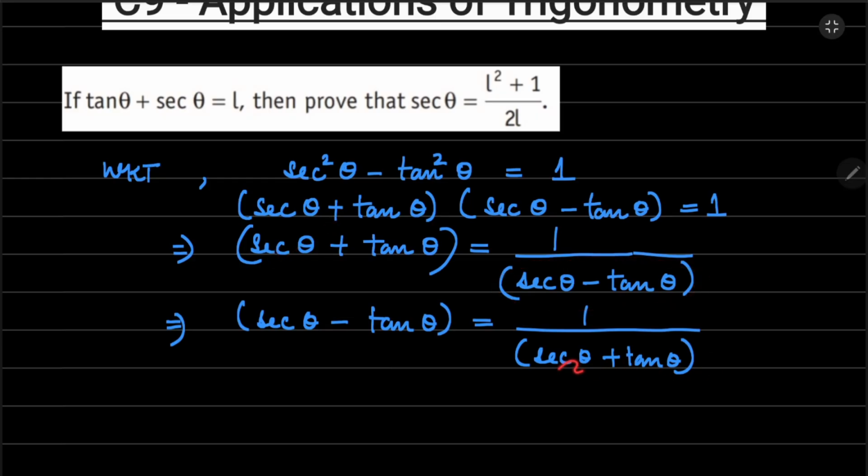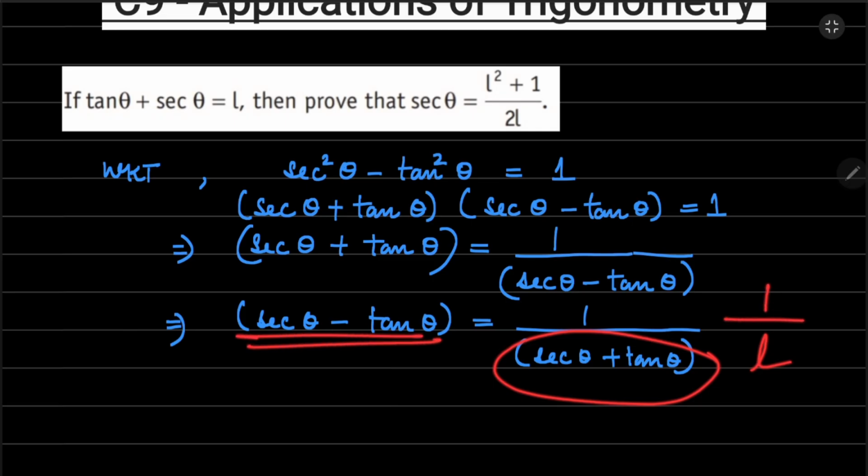So suppose you are given secant plus tan is equal to a. What is secant theta minus tan theta? It is 1 by a. If you are given secant theta plus tan theta is nothing but x, what is secant minus tan theta? 1 by x. So it's just the reciprocal of the other. Now, what are you given? Tan plus secant is nothing but secant plus tan. So, secant plus tan is given as L. What is secant minus tan theta? It is 1 by L.